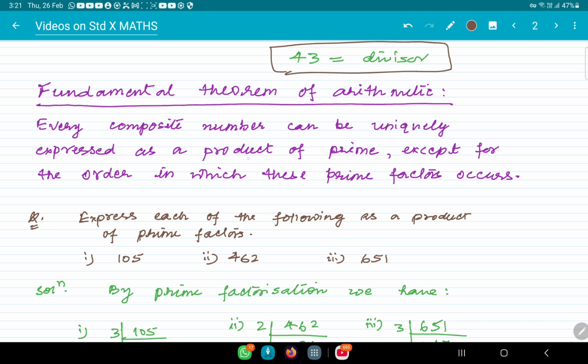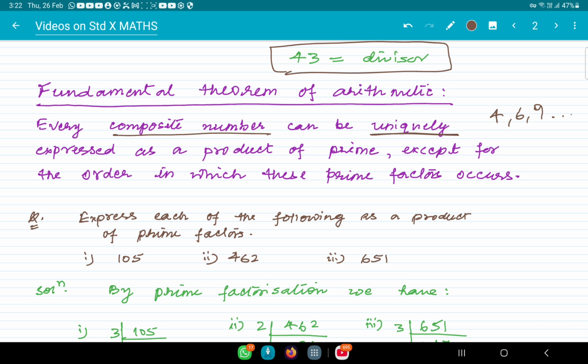Every composite number can be uniquely expressed as a product of primes, except for the order in which these prime factors occur. So every composite number means a number that comes in multiples, or more. Composite numbers can be, for example, 4, 6, 9. And uniquely means there is no other expression than that.